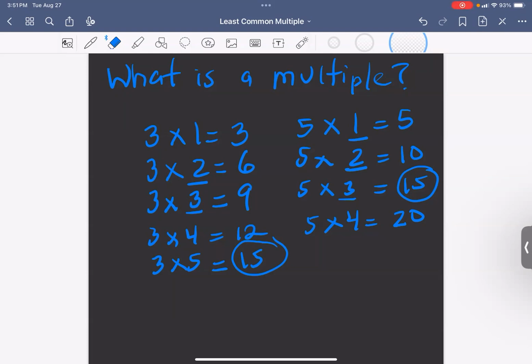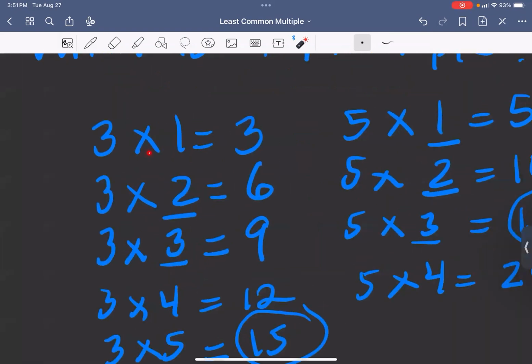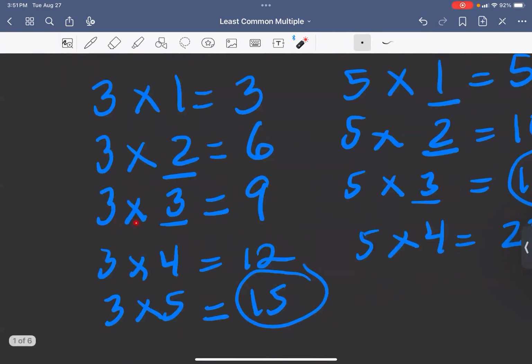Today we're going to look at multiples. A multiple is a number that is multiplied by a consecutive group of numbers. So, for example, the first multiple of 3 is 3, because 3 times 1 is 3. The second multiple of 3 is 6, because 3 times 2 is 6. The next multiple of 3 is 9, because 3 times 3 is 9.